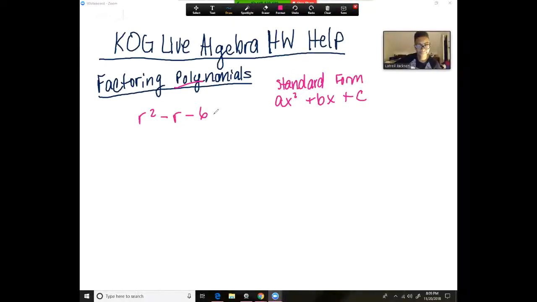Since this is a standard form, we would just want to make sure that our polynomial is in the right order, so the degrees of the variables will be decreasing. So we have r to the second, r to the first, and r to the zero, but we don't see it because r to the zero is 1. The variables are in decreasing order, and we need to figure out what the coefficients are so that we can use the AC method. So the coefficients are going to be the numbers in front of the variables.